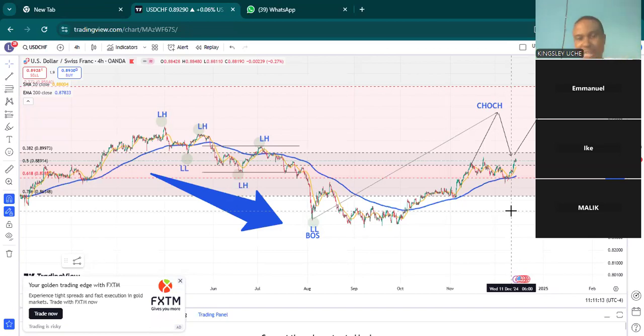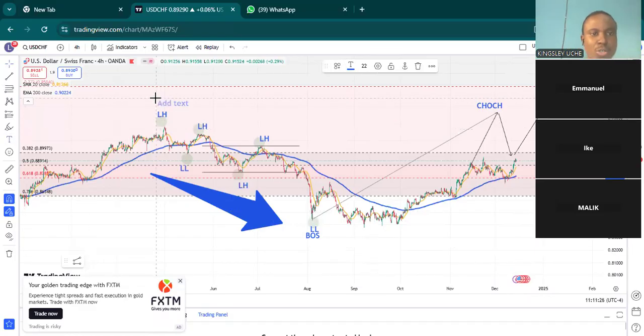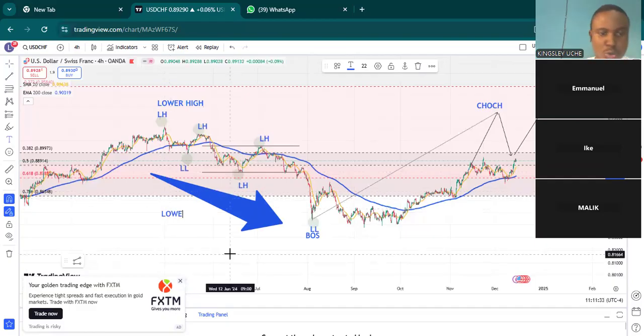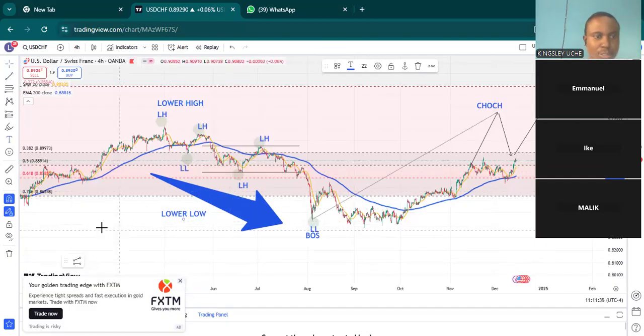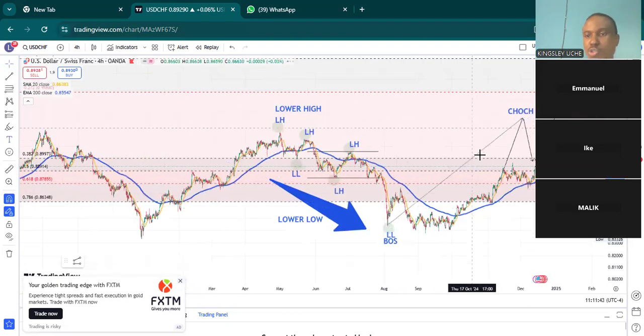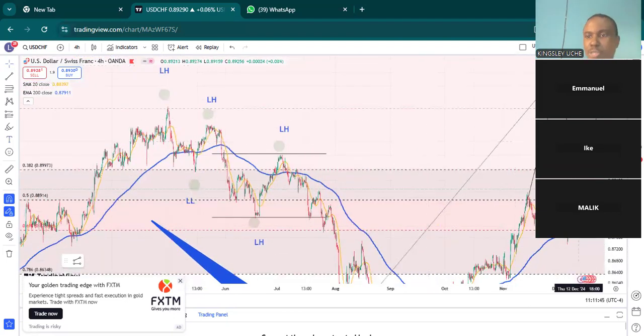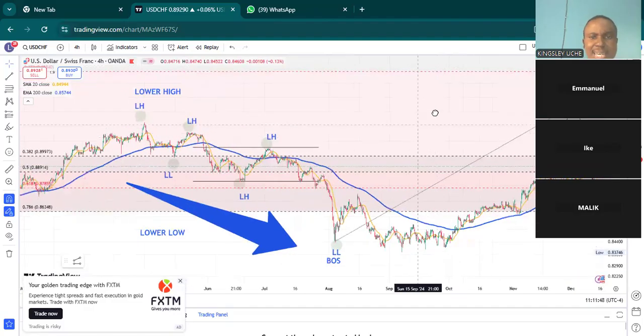While in a downtrend, right now you can see on the USD CHF, we have a downtrend. On an uptrend, we are having higher high, higher low. While in a downtrend, we are having lower high and lower low. We have lower high, which is the LH, and the lower low, which is the LL. So now I'm going to zoom in so we can have a good picture of it. And you can look at this as downstairs.